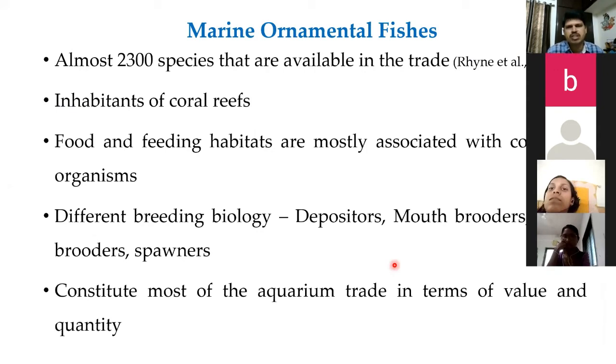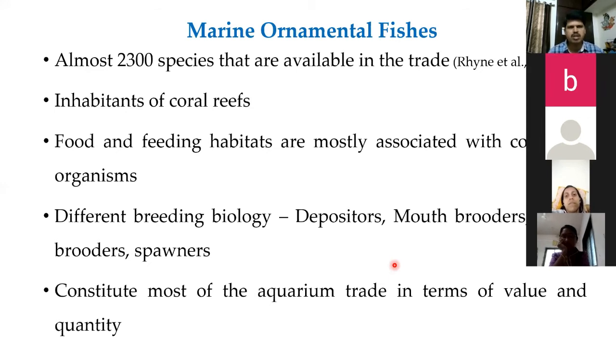And moving on to the fishes, at a global level, we have almost 2,300 species that are available in the trade. The data is according to Rhyne et al., up to 2017. So these fishes are the inhabitants of coral reefs. As I said, most of the fishes are collected from the reef areas. And the food and feeding habits of these fishes are also associated with this coral reef environment. And they have a unique breeding biology, because some are depositors, some are mouth brooders, and some are pelagic spawners.